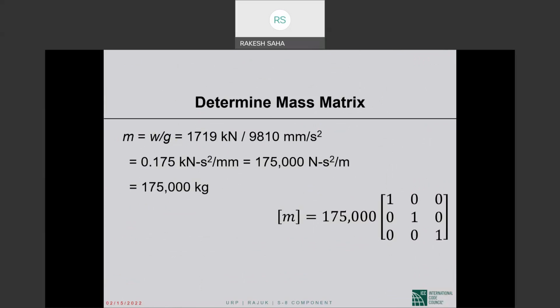The mass matrix for a lumped mass model is a diagonal matrix with only the diagonal terms having values. The off diagonal terms are 0. Okay. So the mass matrix has 175,000 here, 175,000 here, and 175,000 mass at level 1. So we can take 175,000 out. So this is what our mass matrix looks like.